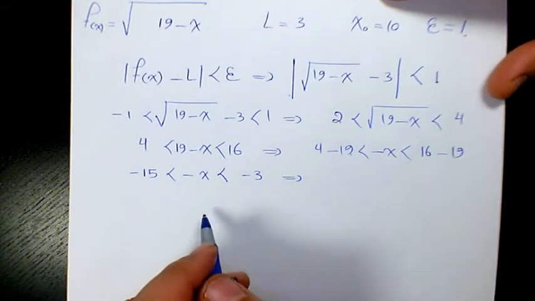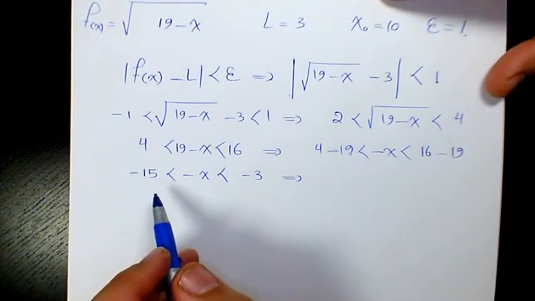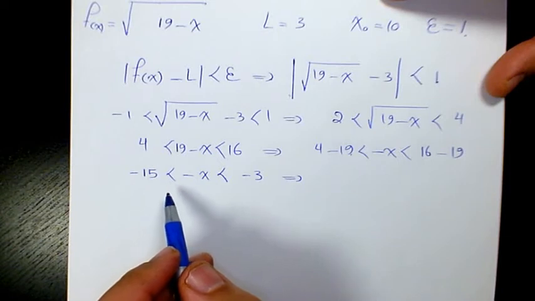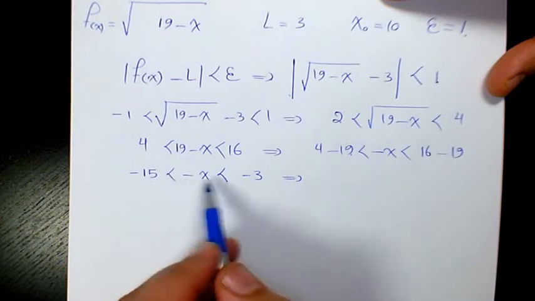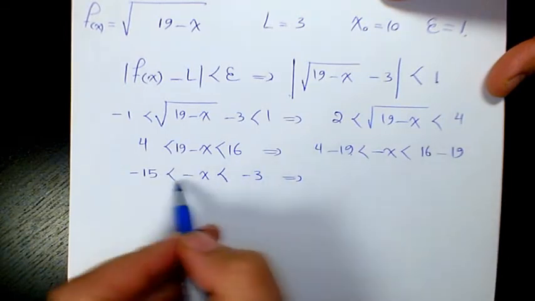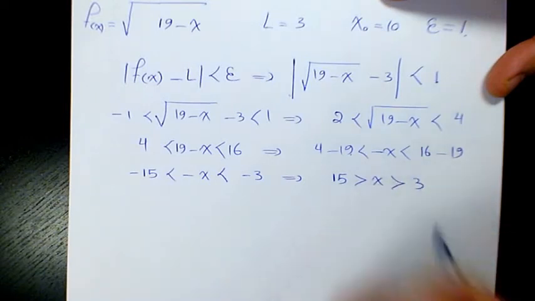Now, as you see here, all of them are negative. How do you do that? What we need to do is multiply everything by negative 1, so the direction of this inequality is going to change. So it's going to be x between 3 and 15.